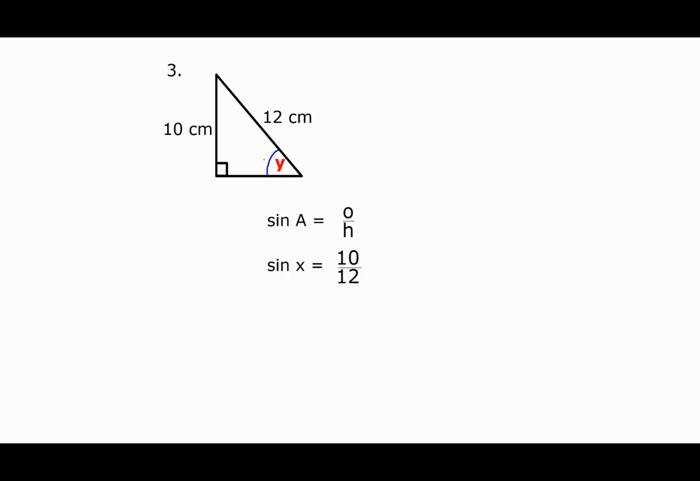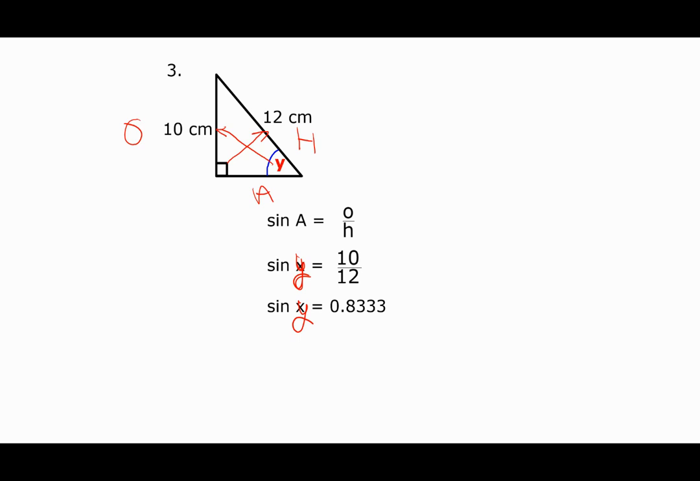All right, let's take a look at this one right here. Again, we do our A, H, and O. This right here is our opposite, because it's opposite our angle. Across from our 90 degrees is our hypotenuse, and the one that's left is our adjacent. So the sine of our angle, in this case it would be Y, the sine of our measurement of Y is the opposite, which is 10 centimeters over 12. Divide 10 by 12 and we get 0.8333.